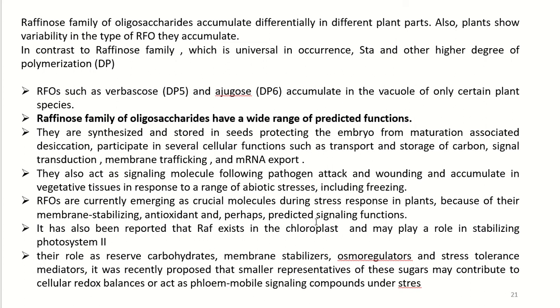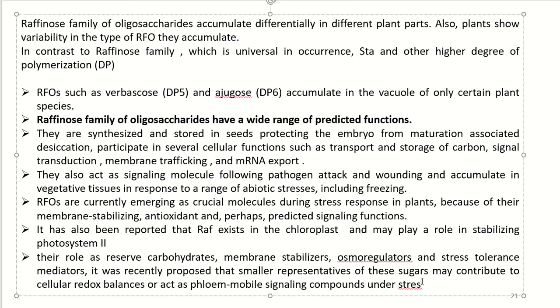Now, recently certain scientists have also proposed smaller representatives of these sugars that may contribute to cellular redox potential or redox balance, or can also act as a phloem signaling compound under stress conditions. Remember why I am telling? Because it acts as a phloem mobile signaling compound under stress.